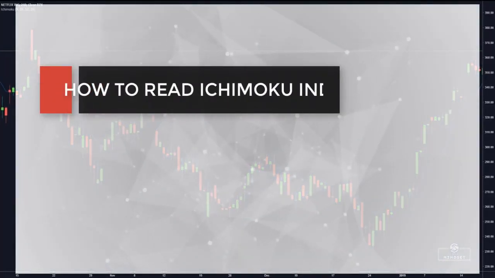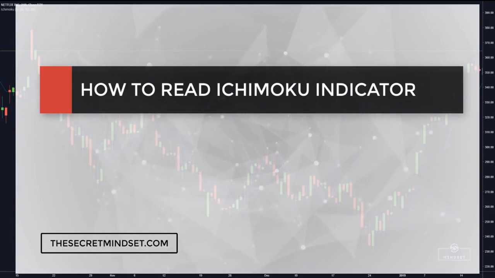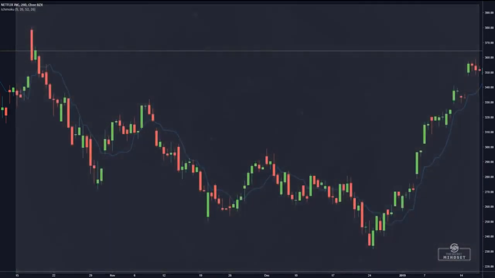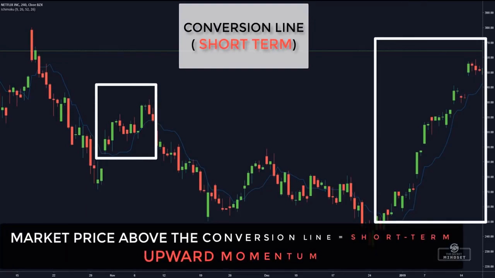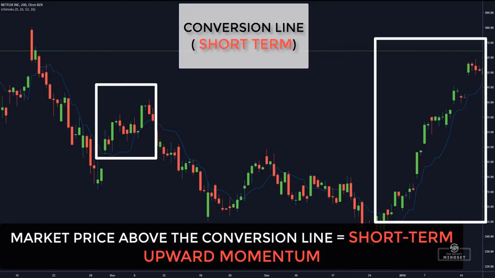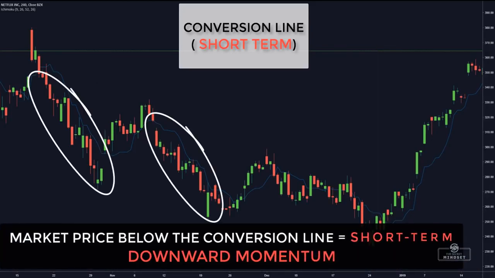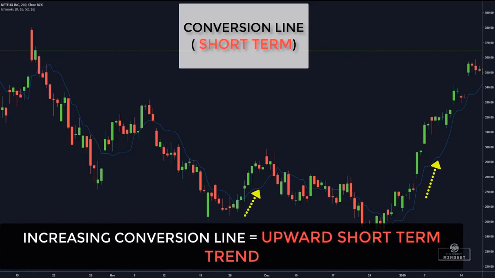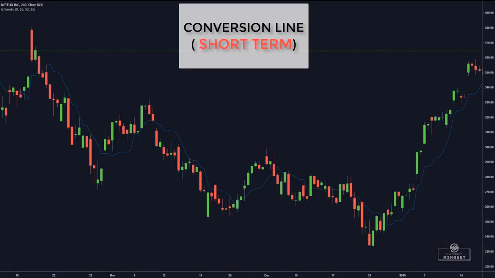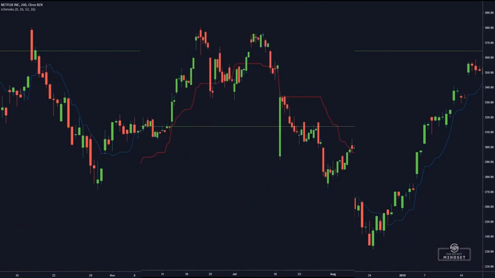Now that we saw the main components, let's see how you should read the Ichimoku chart. As I said before, the conversion line measures short-term price movement. If the market price is above the conversion line, this suggests a short-term upward momentum. If the price is below the conversion line, this suggests a short-term downward momentum. An increasing conversion line indicates an upward trend, and a decreasing conversion line indicates a downward trend.